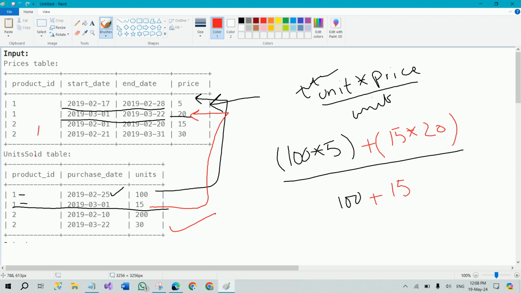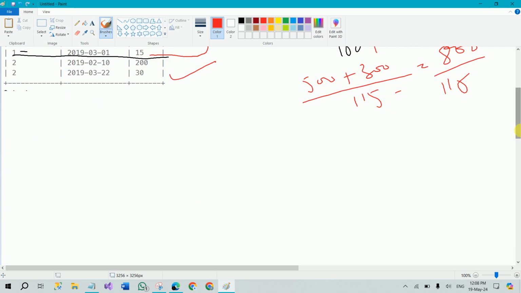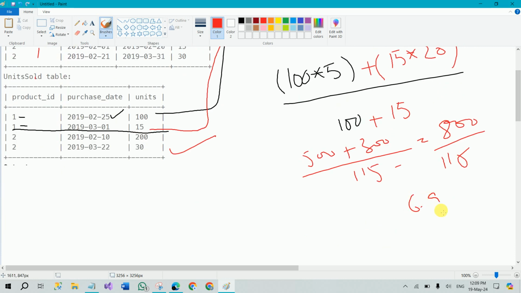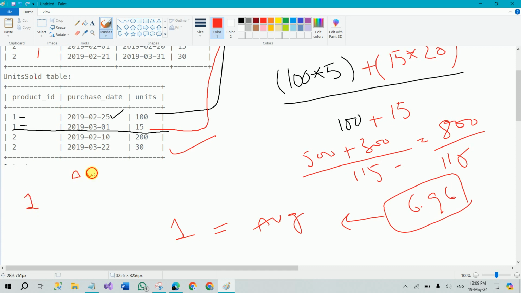We will calculate this. It is going to be 500 plus 300 over 115. That is going to be 800 divided by 115. This is going to be something like 6.96. So this is the average price for product with ID 1. What we should have is product ID 1 and average price 6.96.